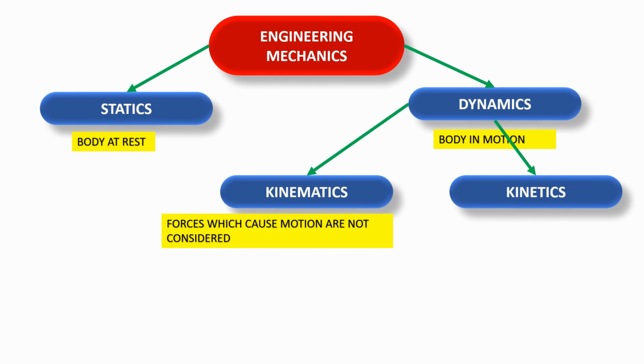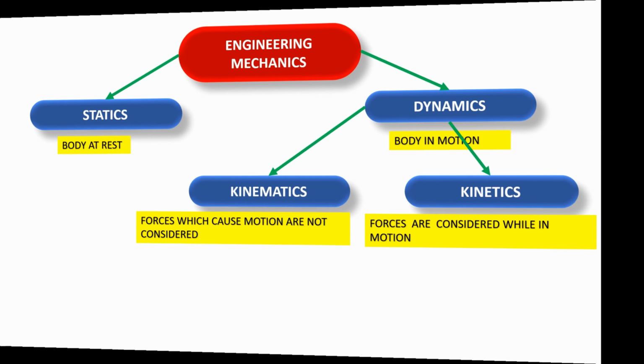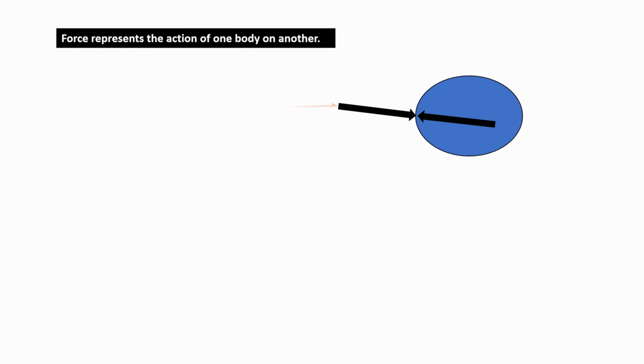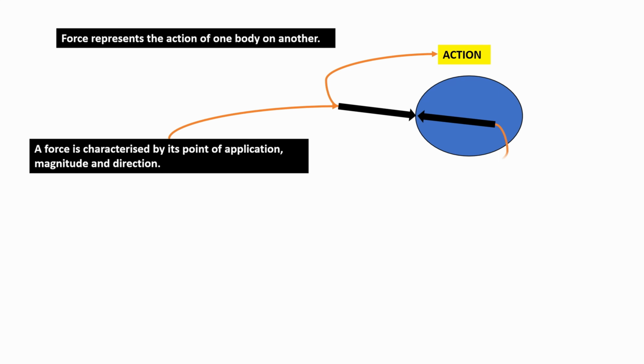Engineering mechanics may be divided into statics and dynamics. Force represents the action of one body on another. A force is characterized by its point of application, magnitude and direction. A rigid body is a body which does not deform when subjected to external forces.